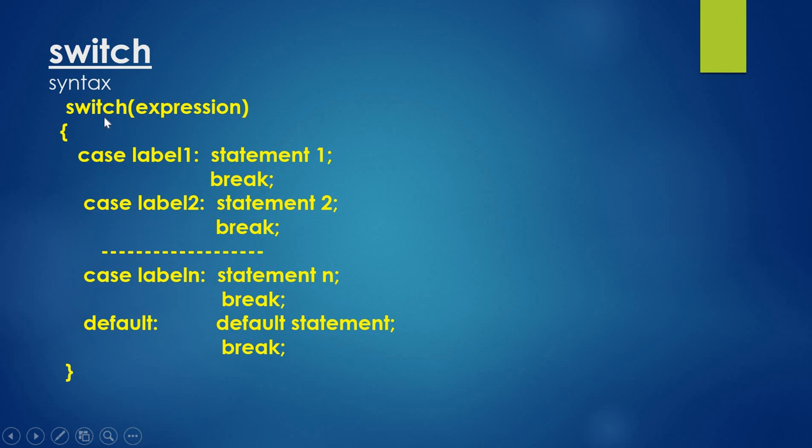Syntax is this one. Switch expression, then curly bracket, case label 1, statement 1, break, case label 2, statement 2, break, etc. Case label n, statement n, break, default statement, break. The purpose of switch and else if is almost the same. In switch also we are checking more than one condition, and also in nested if we are checking more than one condition.